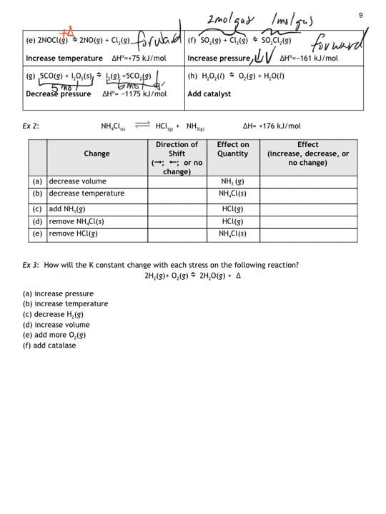So, it looks like I'm decreasing pressure, so I want to try to increase pressure by moving forward towards the more moles of gases. Adding a catalyst, like we stated earlier, has no effect, so there is no change on the system that's at equilibrium.